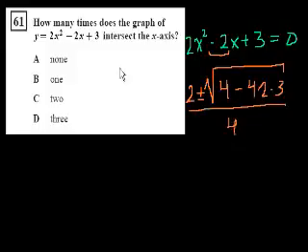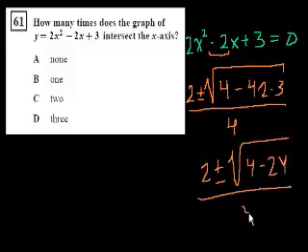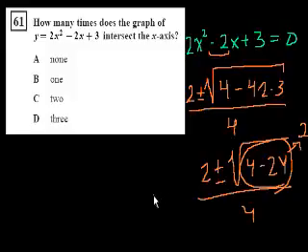Now, they don't want us to figure out the roots or anything. They just want to know how many times it intersects the axis. So let's think about this. What happens under this radical sign? We have 4 times 2 times 3 is 24. So this becomes 2 plus or minus the square root of 4 minus 24, over 4. This is minus 20, right? So you end up with minus 20 under the radical sign. And we know if we're dealing with real numbers, if we want real solutions, you can't take the square root of minus 20. So this actually has no solutions. Or another way to put it is there are no x values where y is equal to 0. Or another way to put it is this never does intersect the x-axis.